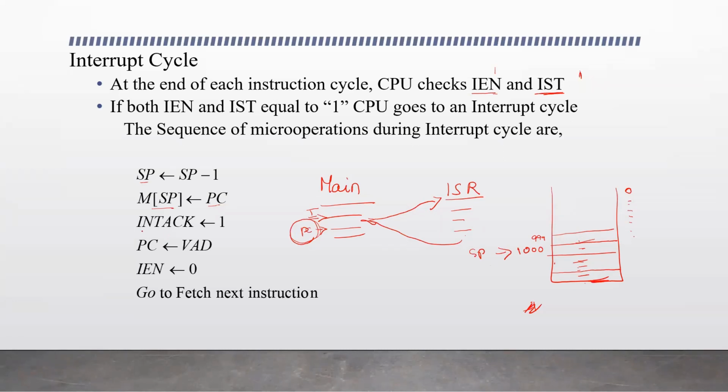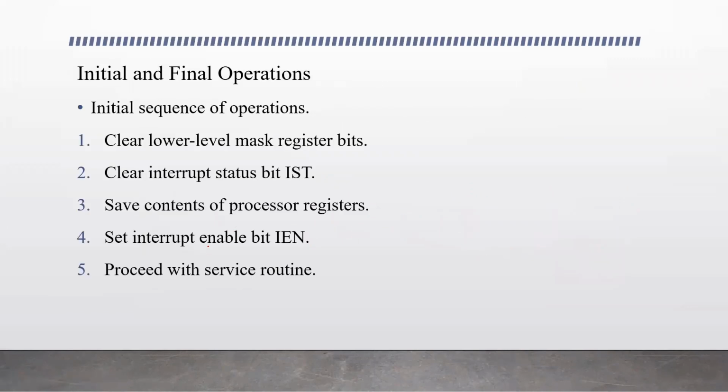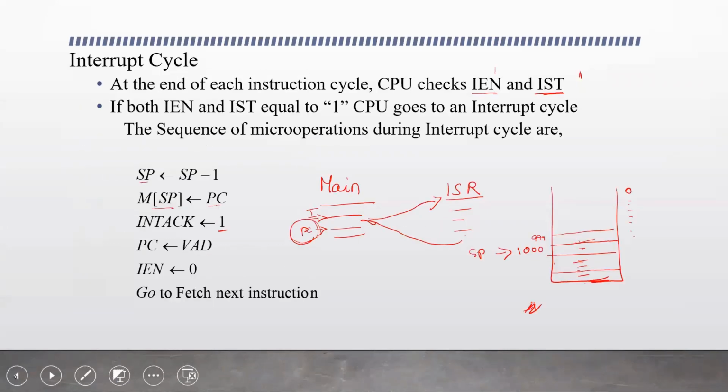And interrupt acknowledge is set to 1. After saving the return address, the CPU enables the interrupt acknowledge signal to service the interrupt. The vector address is placed in PC. The return address is stored in the stack, and after enabling the interrupt acknowledgement, the control has to move to the vector address given by the device, which is the location of the ISR, the interrupt service routine. And interrupt enable is set to 0.